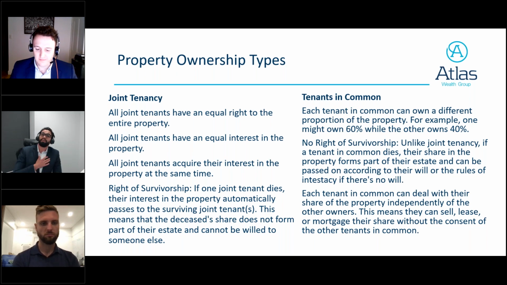In the event I die and pass away, Jack automatically gets given the rest of my 50%. That's the right of survivorship. If one tenant passes away, their interest automatically goes to the surviving joint tenant. That's normal, all tenants have an equal interest, which is pretty standard. Joint tenants is typically how we would structure a main residence purchase with our partner.